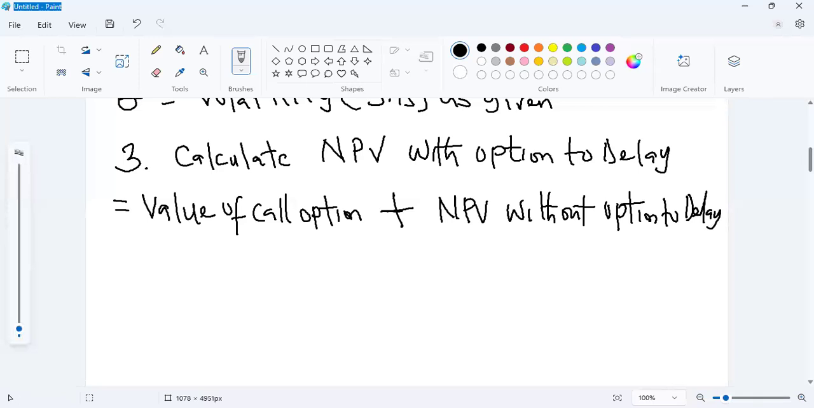These are the 3 steps involved when we are dealing with a question on option to delay. We can practicalize this with the next question. For those in class last week, we treated option to abandon. Let us look at question 2.